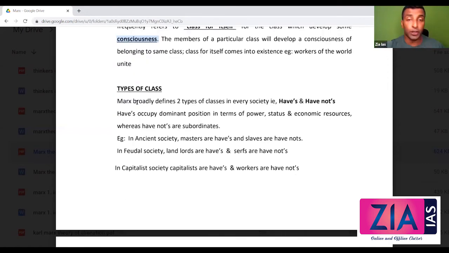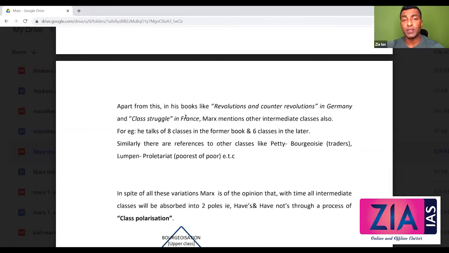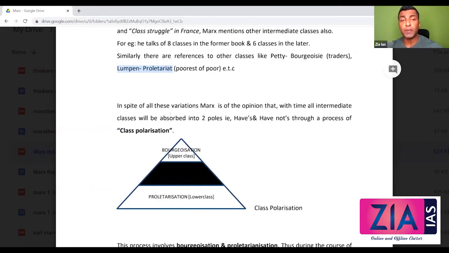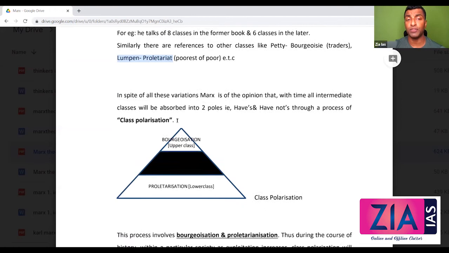The types of class: Marx broadly talks about two classes in every society, that's the haves and have-nots. Haves occupy a dominant position in terms of power, status, and economic resources, whereas have-nots are subordinates. In ancient society, and then feudal and capitalist, in all these you can see two classes. Apart from this, in his other books, he also mentioned intermediate classes, like the petty bourgeois and then the lumpen proletariat. But in spite of all these variations, Marx is of the opinion that with time, all these intermediate classes will be absorbed into two poles, that is haves and have-nots, through the process of polarization.